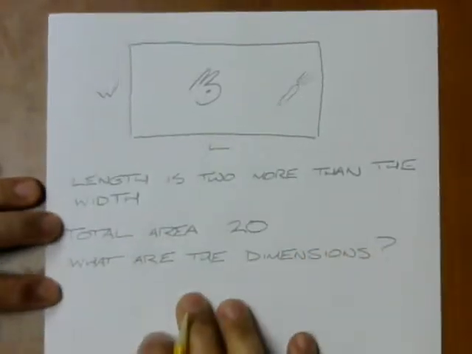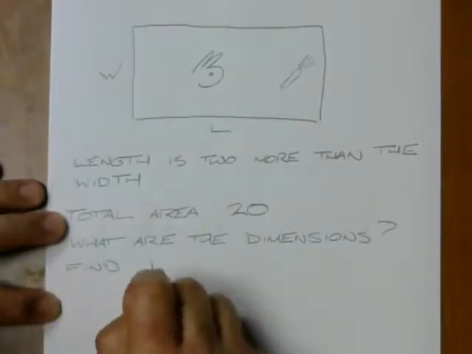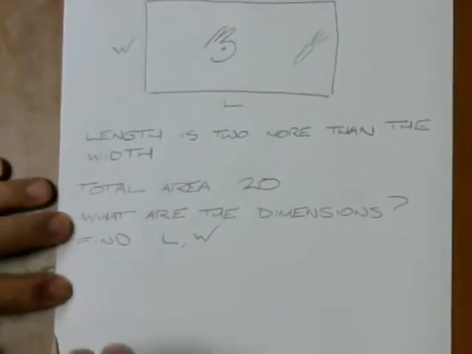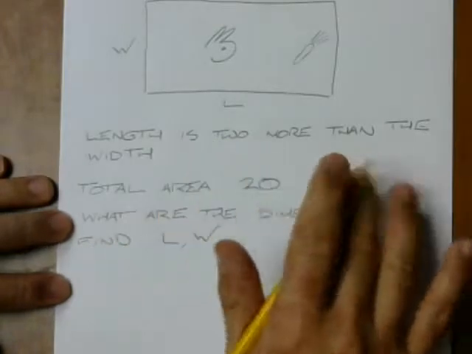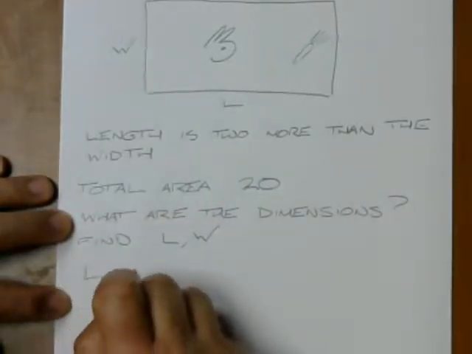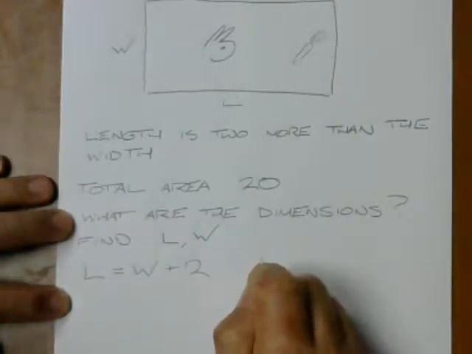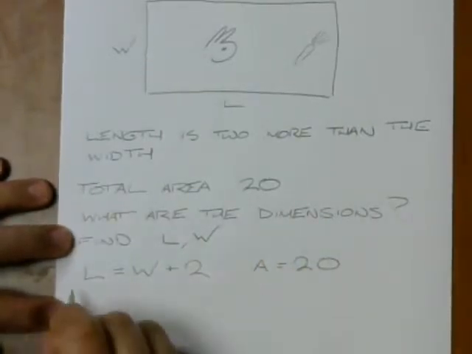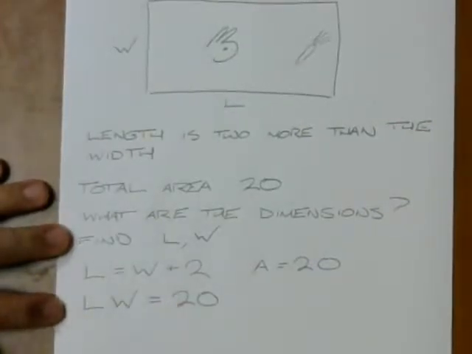So I want the length and the width. So what do I want to find? I want to find both L and W. Let's write that down. And what do I know? Let's write down everything that we're given in the problem. Well, the length is 2 more than the width, so the length is the width plus 2. And I know that the area is 20, but what is area? Length times width. So LW equals 20.